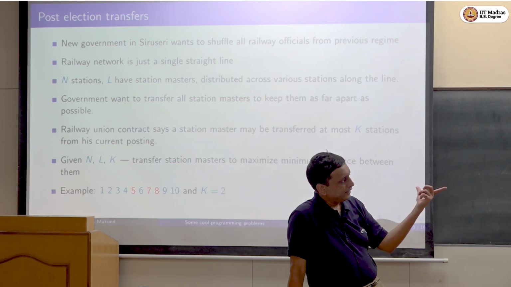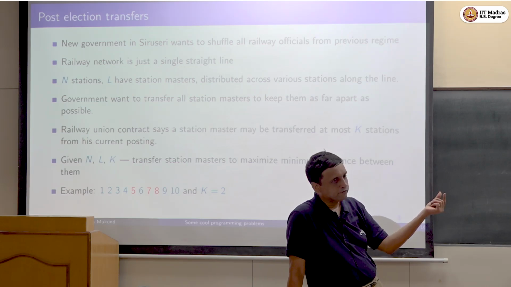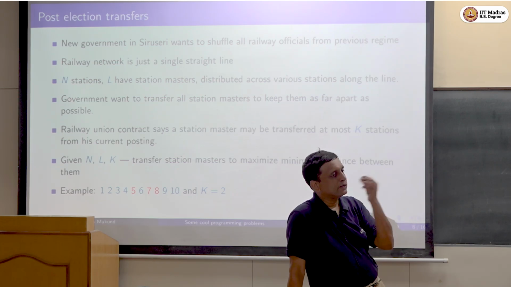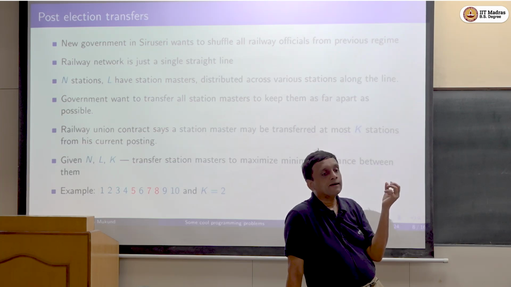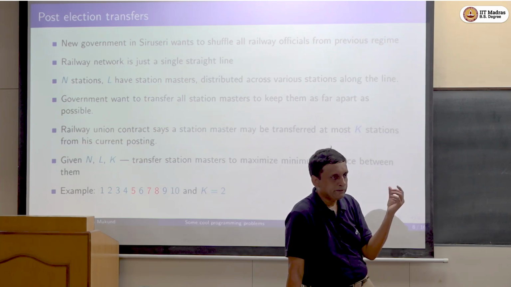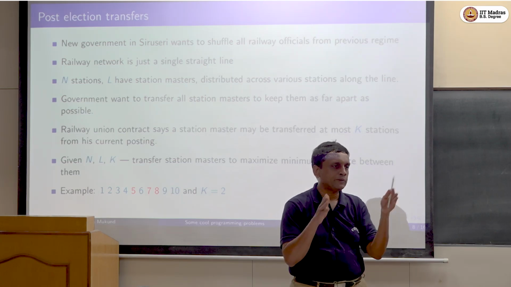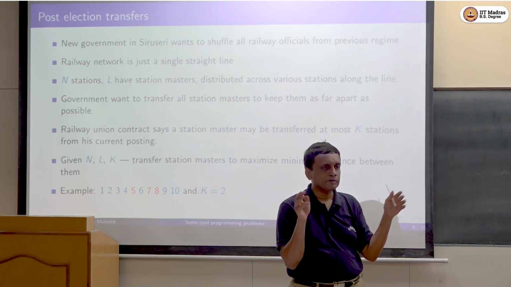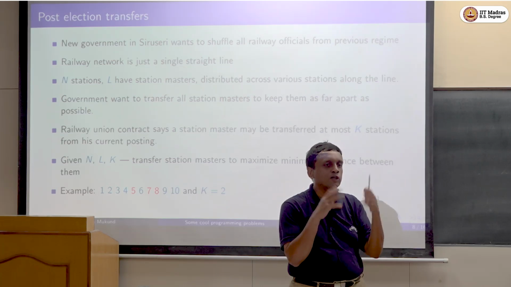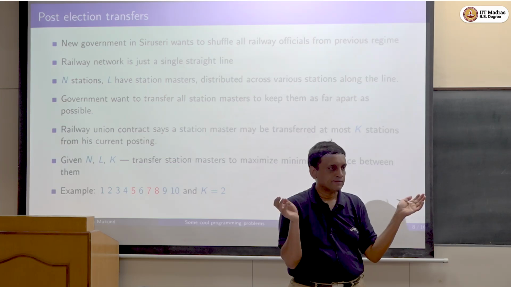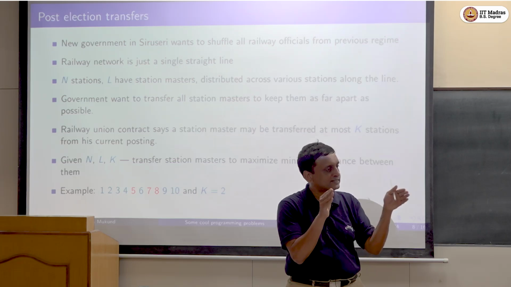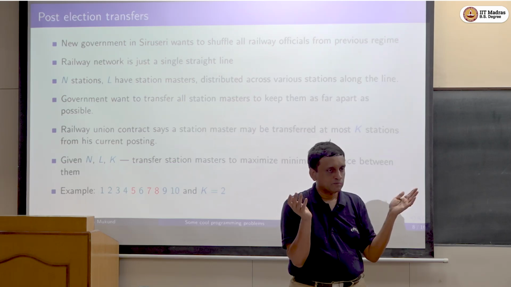So you're given n stations, some subset of them have station masters, and you are given some constraints saying you can move station masters by so much. The goal is to move them apart so that they are as far apart as possible. By that I mean, if you take any 2 station masters, the distance between them must be as much as possible. Formally, the minimum distance between any pair of station masters must be maximum. So all station masters must be far apart from their neighbors. If you take the distance between all pairs of station masters and you take the smallest such distance, that must be as large as possible.